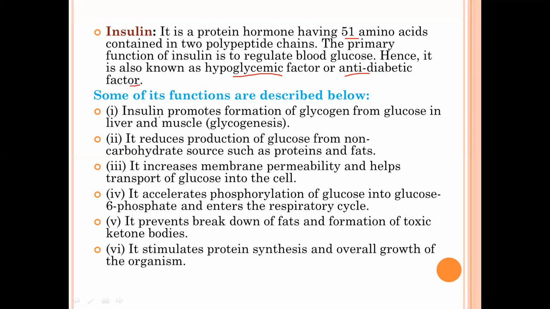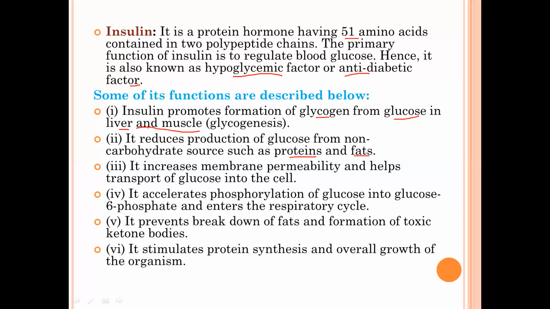And what are the functions here? Insulin promotes formation of glycogen from glucose in liver and muscle. So it can go to the muscle also. Whereas glucagon does not reach the muscles, but breaks down in the liver itself. In the case of insulin, it can reach the liver as well as the muscle, and there it helps in the formation of glycogen from the excess glucose present. And it reduces the production of glucose from non-carbohydrate sources such as proteins and fat. That means it inhibits gluconeogenesis. Gluconeogenesis is the formation of glucose from proteins and fats.